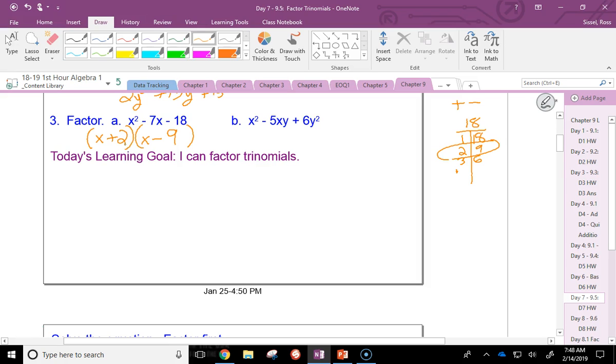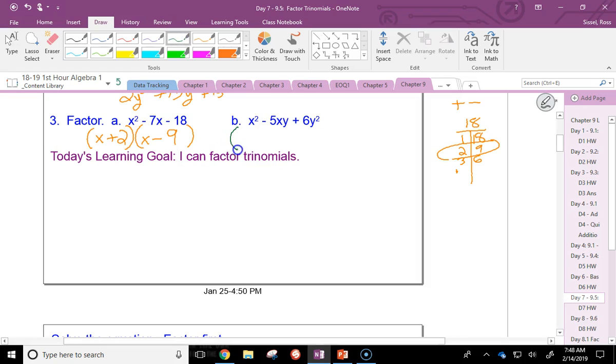So when it's a negative on the c term, we know we're going to add and subtract, find the absolute value between our factors. And whatever b is, if b is negative, then your larger factor is negative. If b was positive, your larger factor was positive.